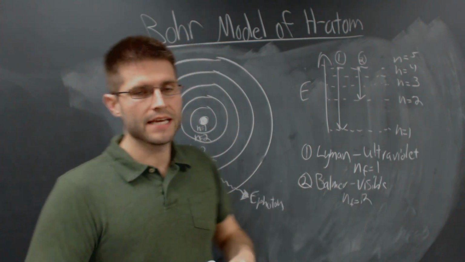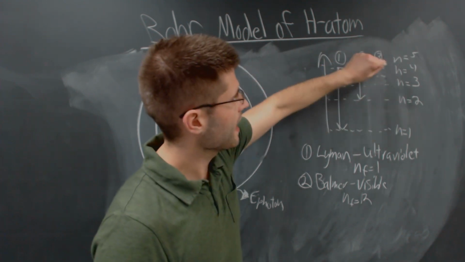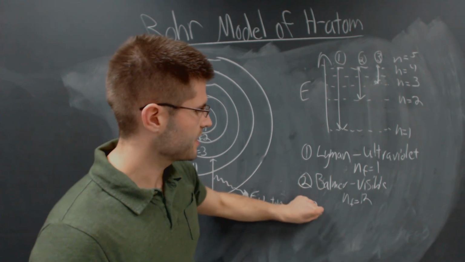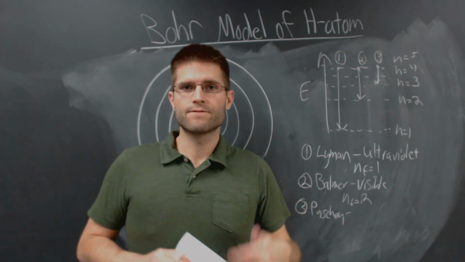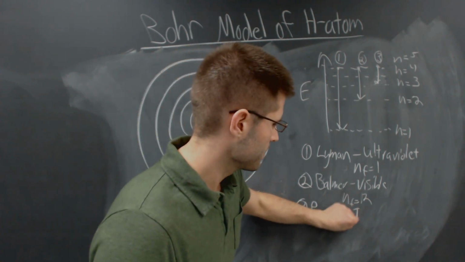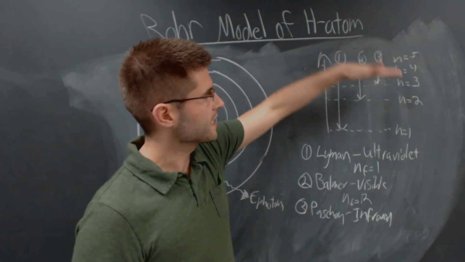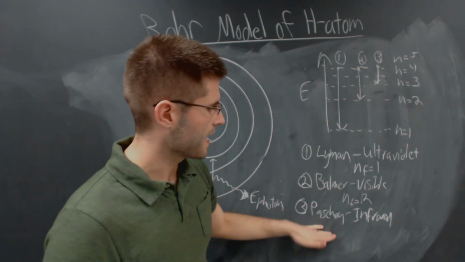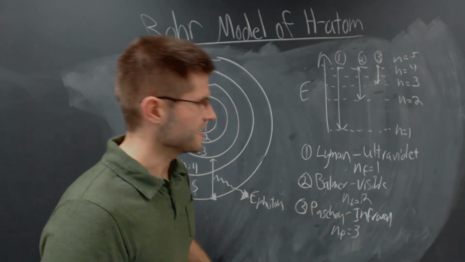And the last named series that we're going to be talking about, let's say we have a third hydrogen atom, starts in n equals 5, and it drops down to n equals 3. This is called the Paschen series. This is the infrared light. So anytime you have an electron that's above n equals 3 and it drops down to the n equals 3 state, that is called the Paschen series, and that will have n final equals 3.